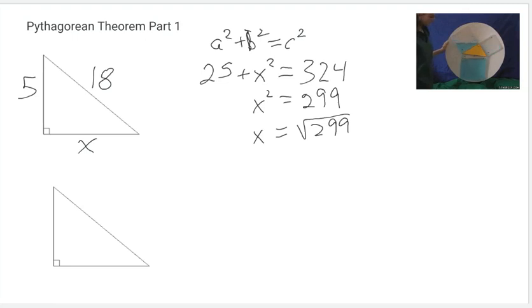Now let's do the next one. I'm going to make this one the variable. I'm going to make this one a 7. I'm going to make this a 20. So solve for x. Go ahead.